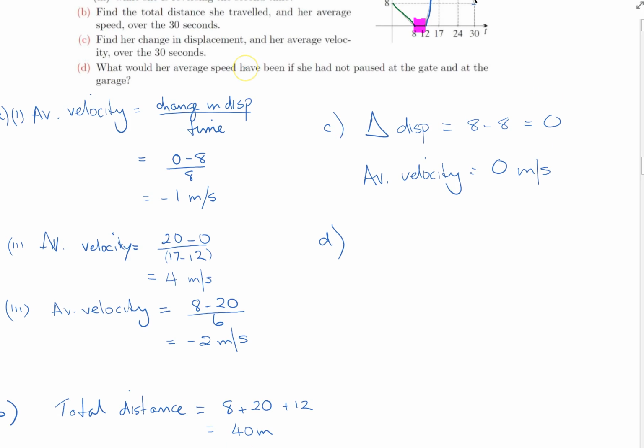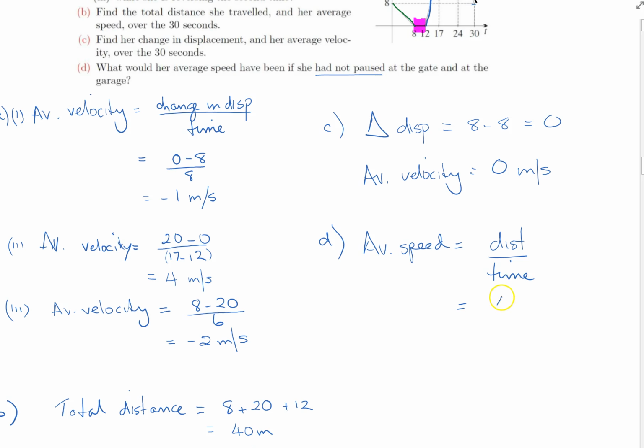D, just asking for her average speed if she'd not paused at the gate and at the garage. What do we know is the definition of average speed? It is the total distance divided by the time. Now, the distance she will have travelled won't change. It's only the time that will change. If she had not paused, that's the only change.